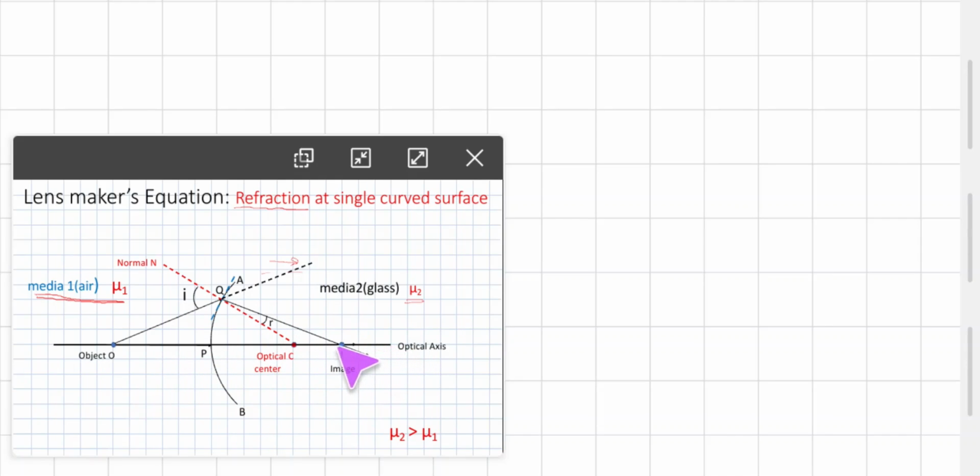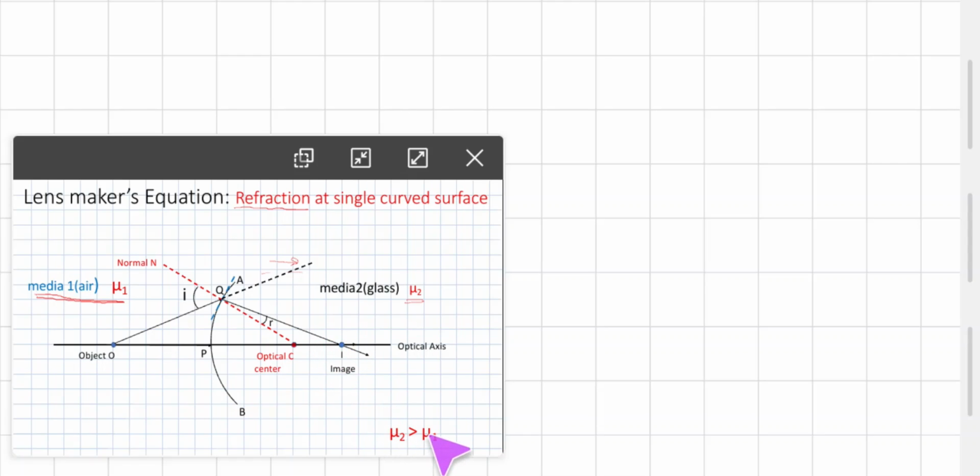So the ray is refracted, bends towards the normal and passes through the optical axis, and the point where the ray coming along the optical axis and the bent ray intersect each other is where we get the formation of the image of this object. So here we have the object O, and here we have the image I.